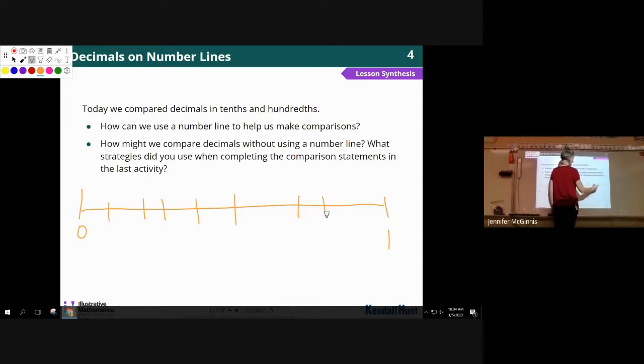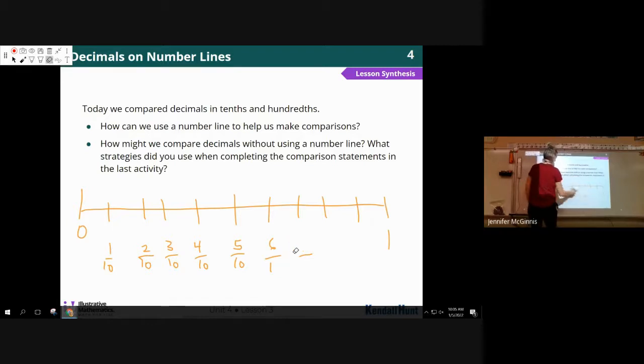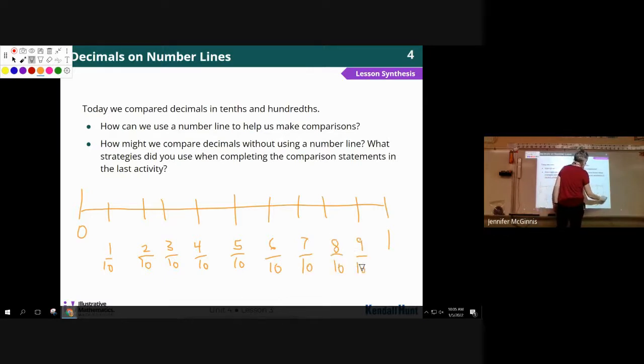Vlad? We can use number lines to help us compare like numbers, because if they were equivalent, they would hit at the same line, and if they were different, then we could see which one's greater by seeing which one's closer to 1 and which one's closer to 0. We know that when something hits the same place on the number line, that means they're equivalent, right? And we can tell if they're greater than or less than by which one's closer to the 0 or closer to the 1 or closer to the half.